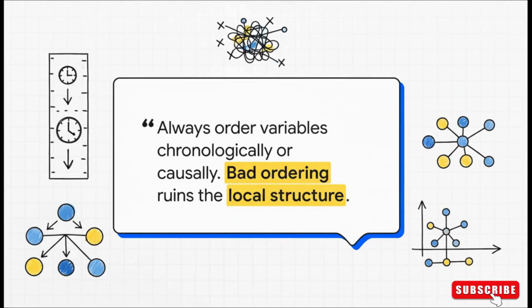So the takeaway here is a golden rule. Always, always build your network following the flow of time and cause and effect. Because, as the source material puts it perfectly, a bad ordering completely destroys the very efficiency that makes these networks so special to begin with.